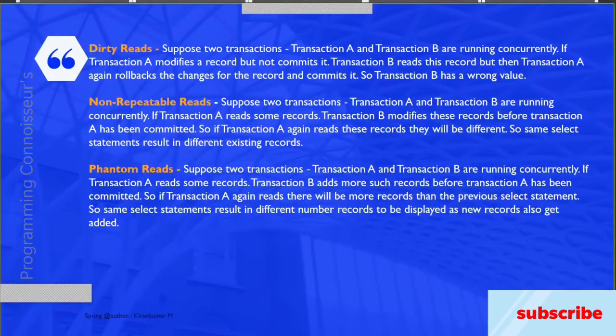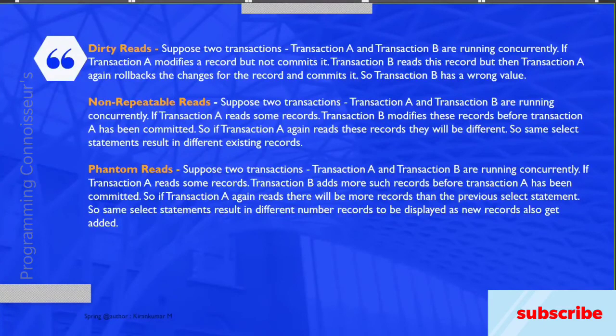One more is the phantom read. Suppose again transactions A and B are running concurrently. If transaction A reads some records and transaction B adds more such records before transaction A has committed, then if transaction A reads again, there will be more records than in the previous read.